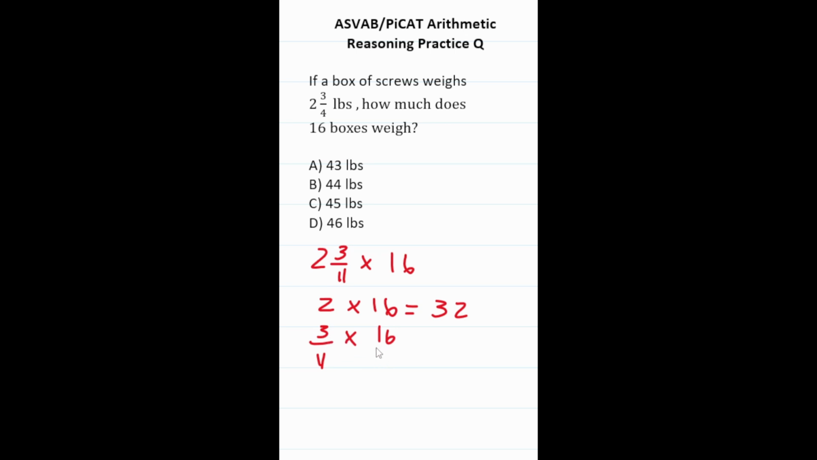3/4 times 16, let's write 16 as a fraction by placing it over 1. Now we can cross reduce. 4 goes into 4 one time. 4 goes into 16 4 times. 3 over 1 is just 3. 4 over 1 is just 4. 3 times 4 is 12. Let's add these together. This is 44. So those 16 boxes weigh 44 pounds in total.